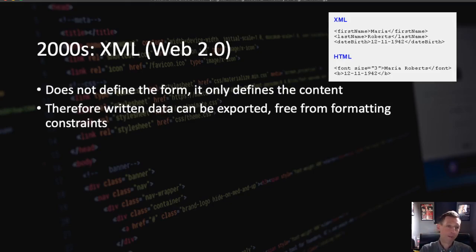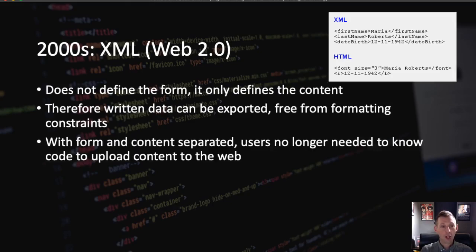Okay, and that's something we take for granted now. But around about the 2000s, this was revolutionary. Okay, form and content were separated. And the big game changer here was that because form and content were separated, you no longer needed to know how to code to upload content to the web. Okay, this is where we finally had the ability to use the web as we know it now.